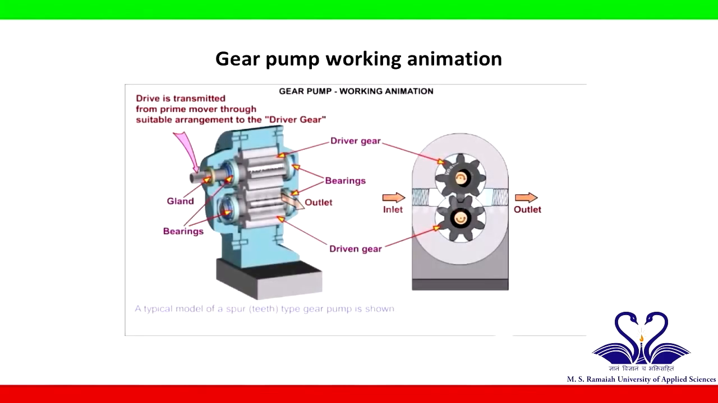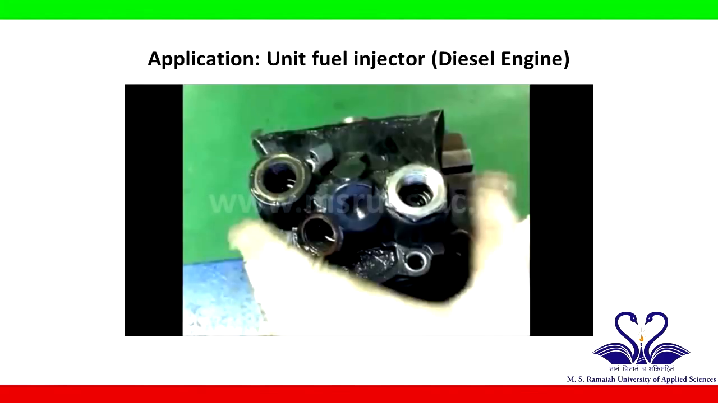In the gear pump, drive is transmitted from prime mover through suitable arrangement to the driver gear. The driven gear, which is in mesh with the driver gear, also rotates. At the suction side, the gears unmesh, allowing the fluid to get trapped between teeth and the casing. At the discharge side, the gears mesh back and force the liquid out with high pressure. An application for the gear pump is fuel injection in a diesel engine.